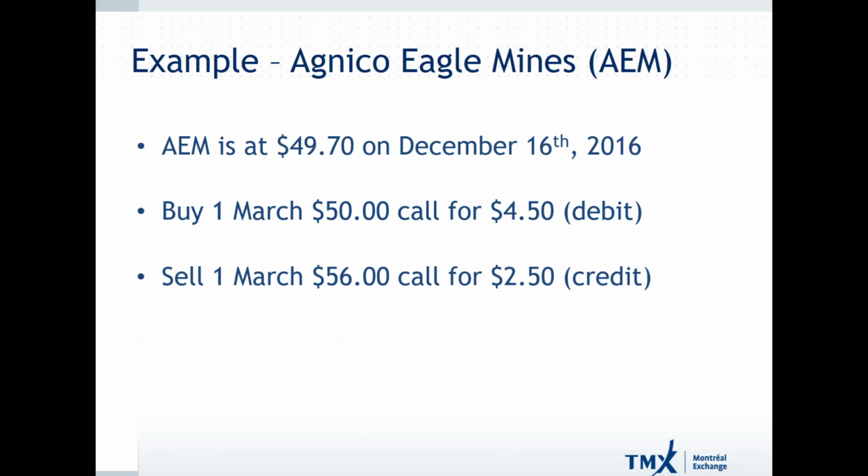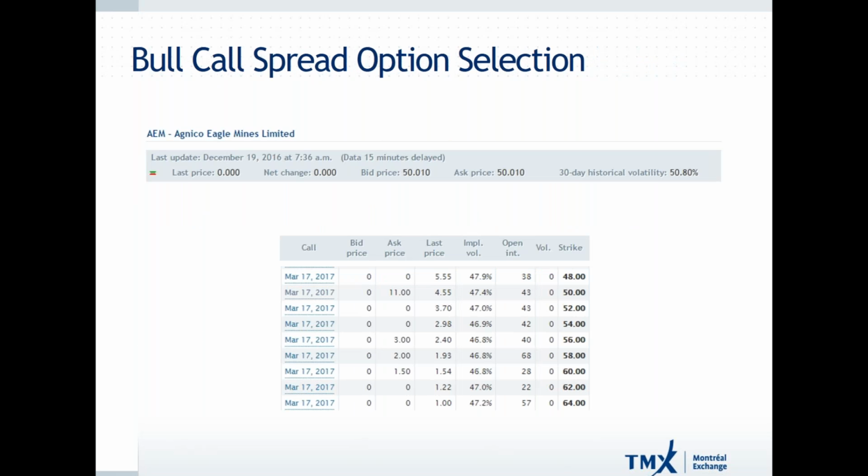But in order to offset that, we're going to turn around and go further out of the money to the $56 strike call, and we're going to sell that March contract at the 56 strike for $2.50. The net cost for the trade ends up being $2.